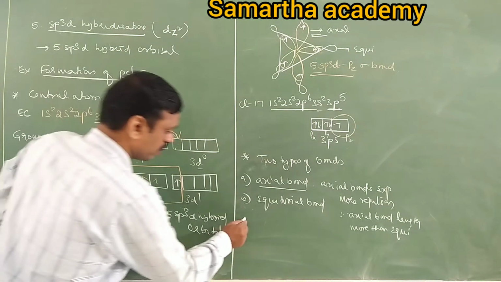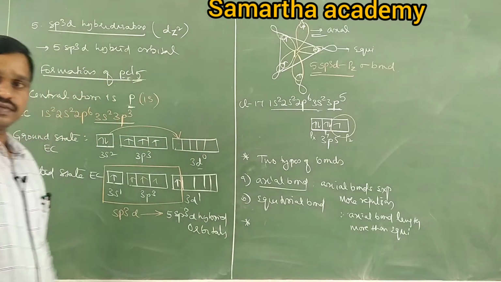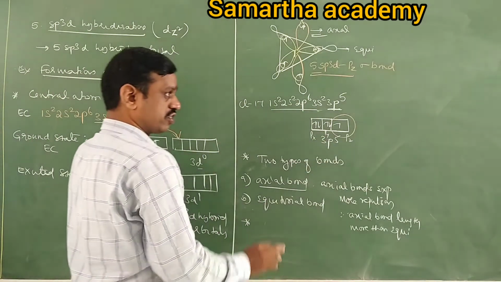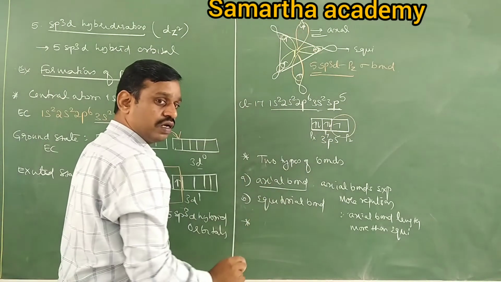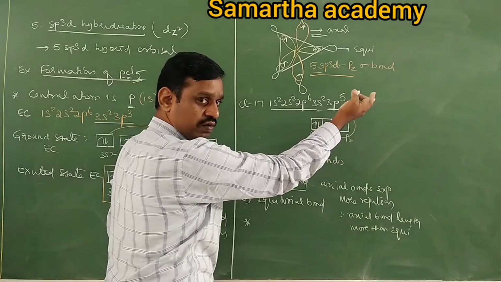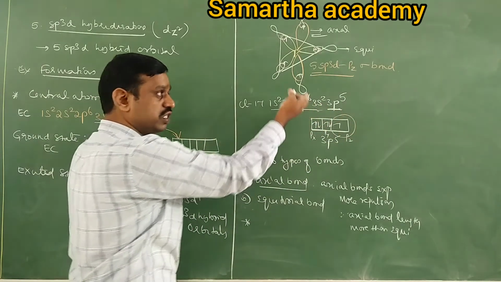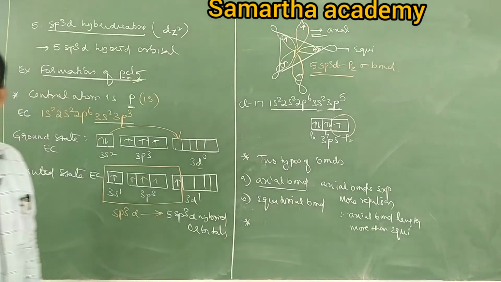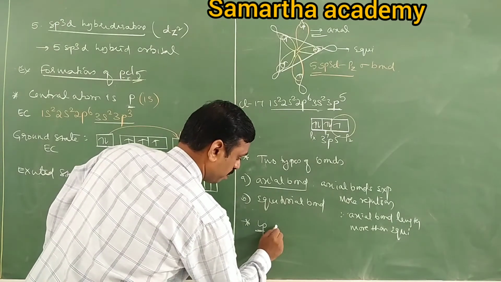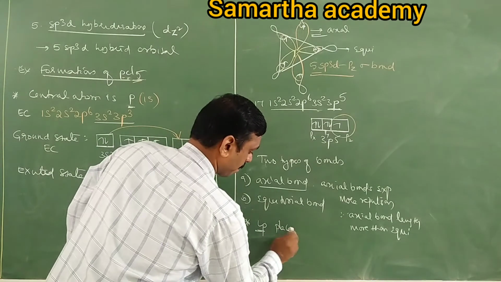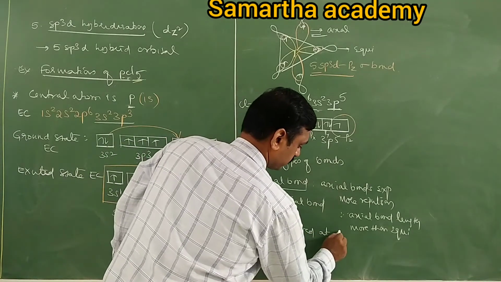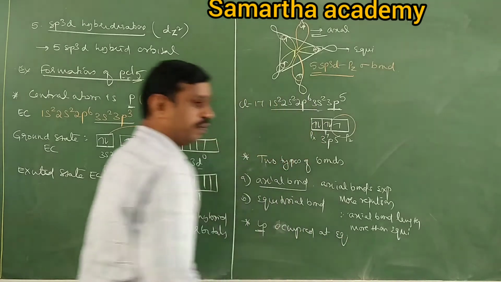Next, one more point. If lone pairs are present in sp3d hybridization, where should the lone pair be placed? On equatorial or axial? It should be on equatorial. So which bonds are stable? Equatorial. Since equatorial bonds are stable, if lone pairs are present, the lone pair must be placed or occupy equatorial positions.